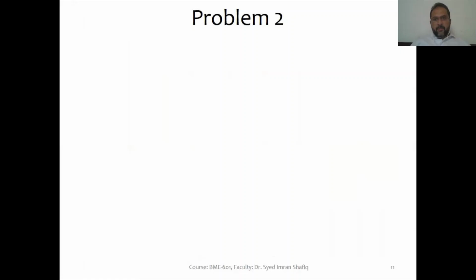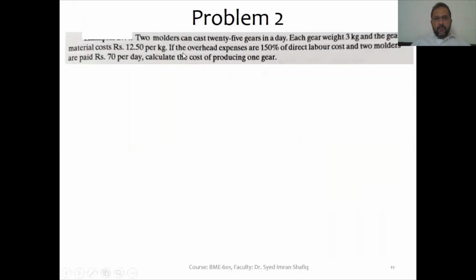Let's discuss another problem. Two molders can cast 25 gears in a day. Each gear weighs 30 kg and the gear material costs 12 rupees 50 paise per kg. If the overhead expenses are 150% of the direct labor costs and two molders are paid rupees 70 per day, calculate the cost of producing one gear.